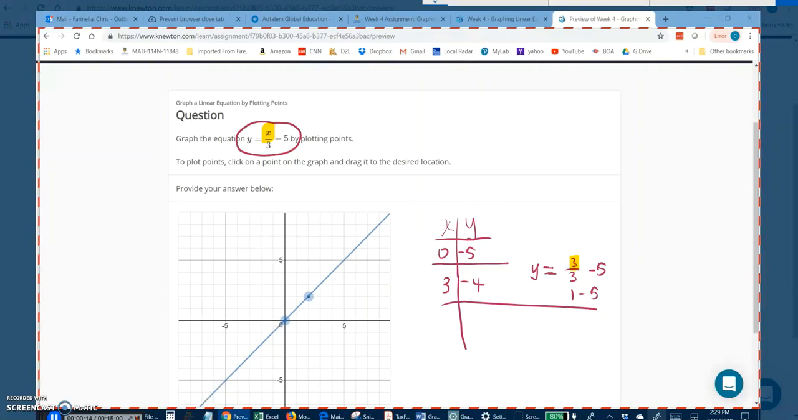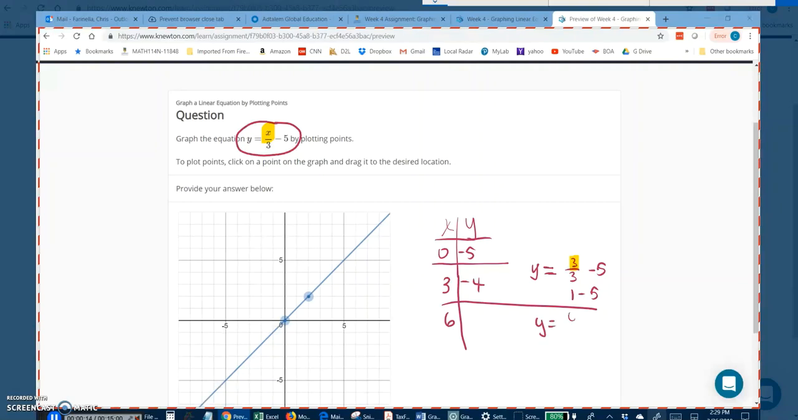All I need are 2 points, but if I wanted to double check to make sure that I didn't make any mistakes, then let's plug in another value. We could let x equal 6, or we could let x equal negative 3. Either of those would make the denominator go away. Let's go ahead and do 6. So that means we'd have this.